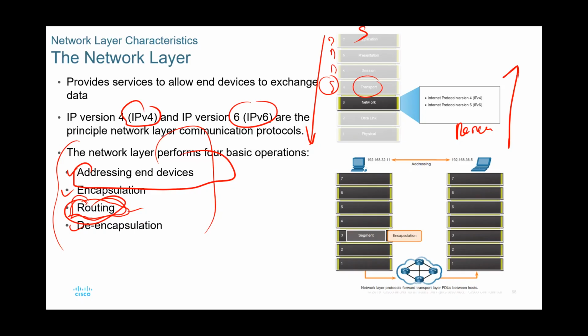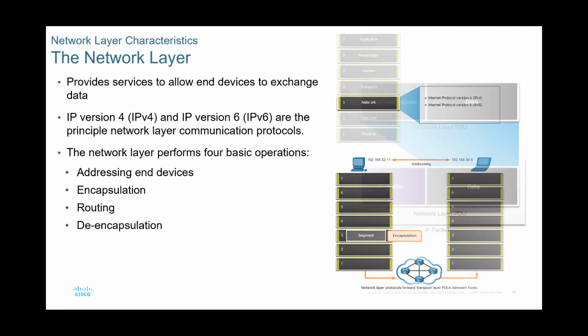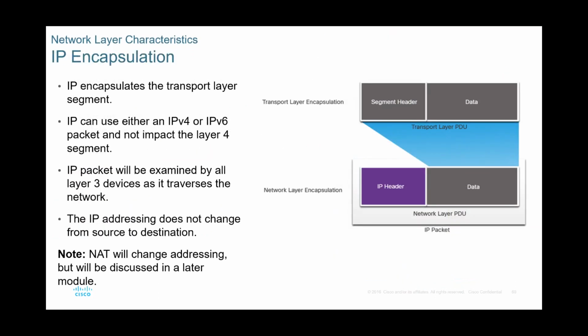So at the network layer, the source IP address and destination IP address are added to the message. And of course, routing takes place. The most important protocol at that layer is referred to as IP. Look at what is going on here now.